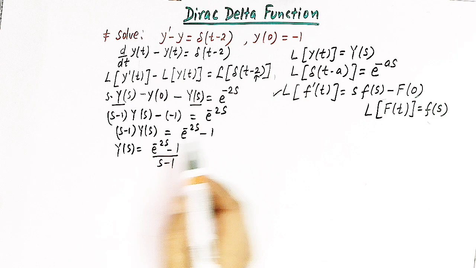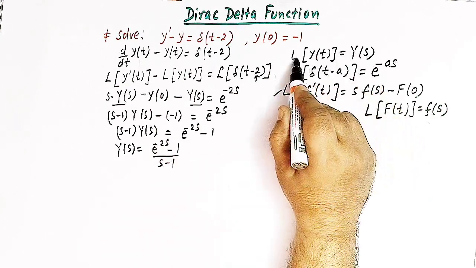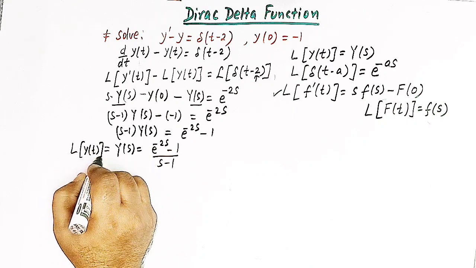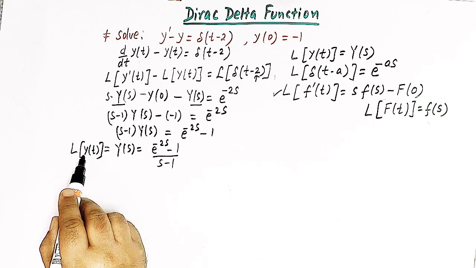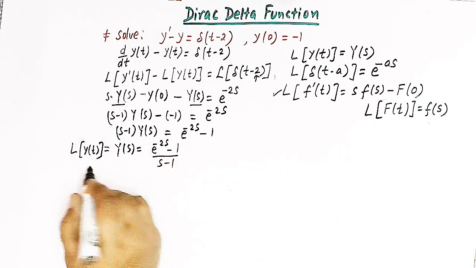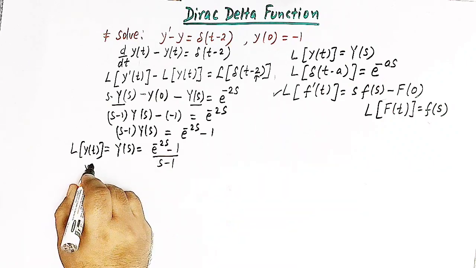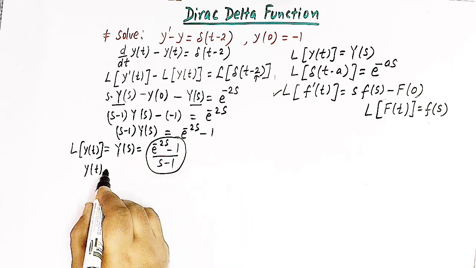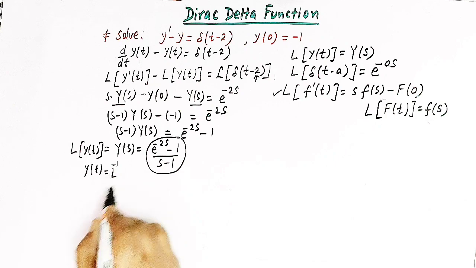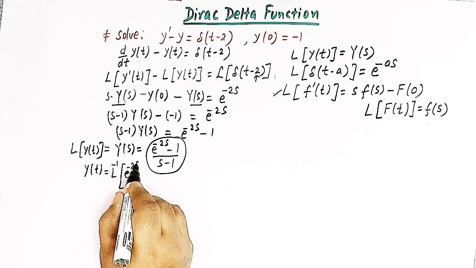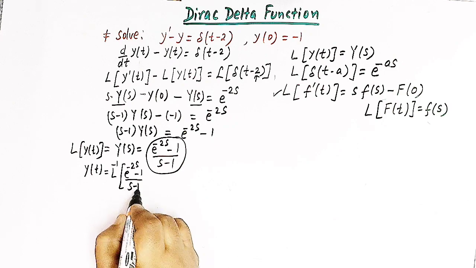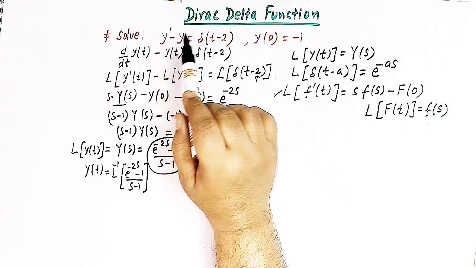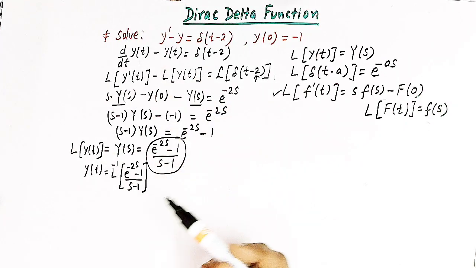So now we have Y of s is equal to (e raised to minus 2s minus 1) over (s minus 1), right? And Y of s, that is capital Y of s, is the Laplace transform of the function y of t, right? Now this function y of t can be obtained by taking the inverse Laplace transform of this function, right? So y of t is L inverse of (e raised to minus 2s minus 1) over (s minus 1), right? So the purpose of solving a differential equation is to find out the function, right?